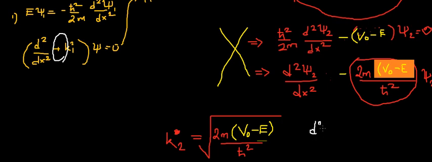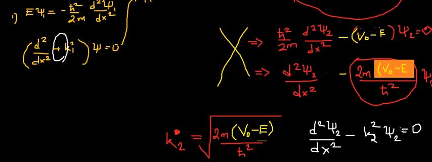It is d square psi 2 divided by dx square. Now there is a minus k2 square. See how things have changed here. Minus k2 square psi 2 is equal to 0. This is the equation. Now the general solution will not contain i. The general solution will only contain exponential. So let me show it. This is the general solution. You can see on the screen.